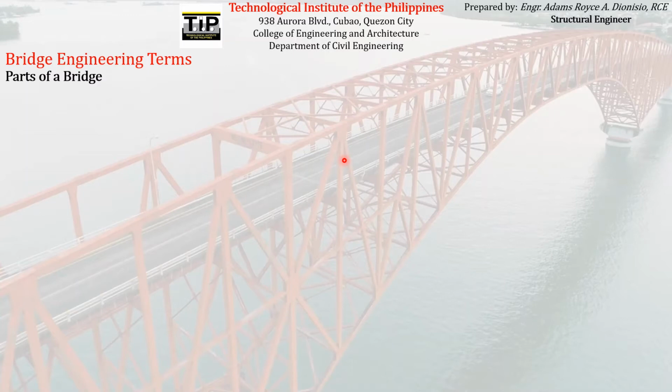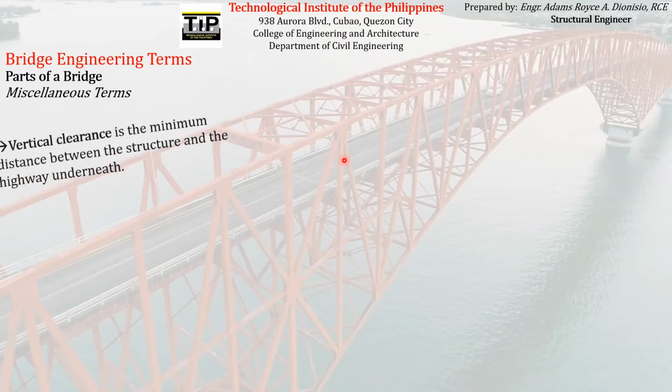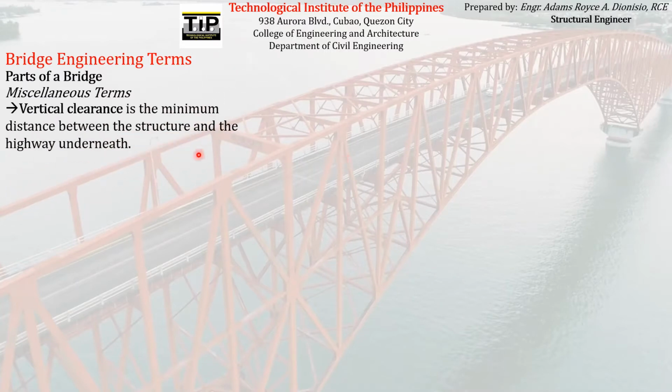So another general term that is used to describe a part or parts of a bridge is what we call these miscellaneous terms. Before we start on engineering a bridge, it's worth it to familiarize ourselves first with these miscellaneous terms. So the first of the miscellaneous terms that we will study is the vertical clearance.